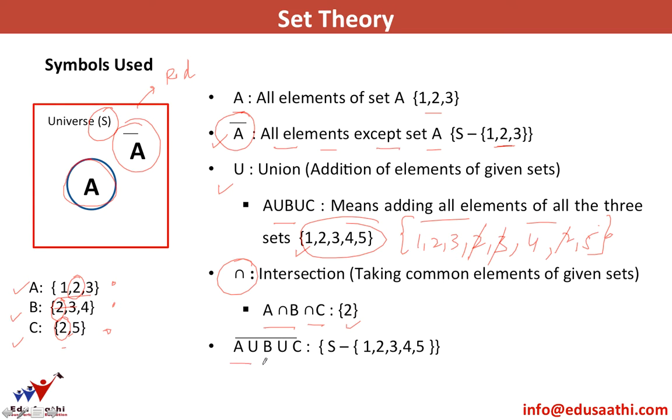Now, what would be A union B union C complement? It means that all the elements in the universe, which is S, minus the elements of A union B union C. This is equal to A union B union C complement. Complement is except from this set, you will take all the elements. So, A union B union C, as we found out earlier, is 1, 2, 3, 4, 5. So A union B union C complement is S, the universe, minus all the elements of A union B union C.